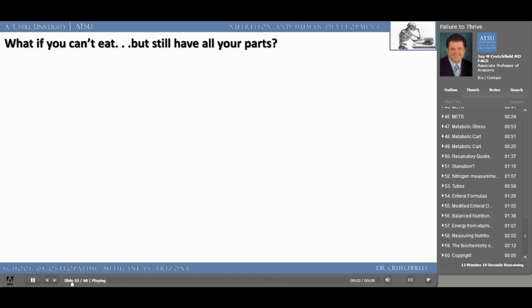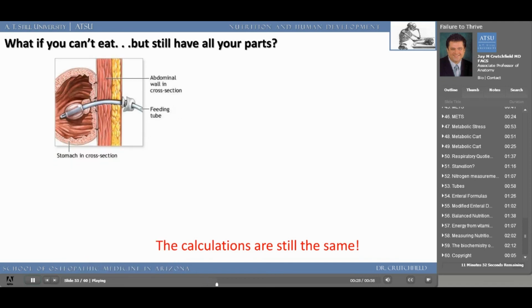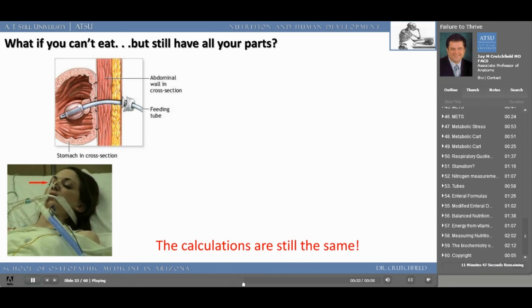So just exactly how do we feed somebody who can't eat, but they still have all their parts? Unlike Tony, who lost all of his intestines, we now have patients who have all of their intestines. Maybe they're just on a ventilator and have pneumonia. We can calculate their BMR, give them a stress factor of, say, 20%, and now we need to feed them enterally via the intestine. We can do that with a gastrostomy tube, or we can do it via a nasogastric tube. Photos here show a nasogastric tube and a gastrostomy tube.